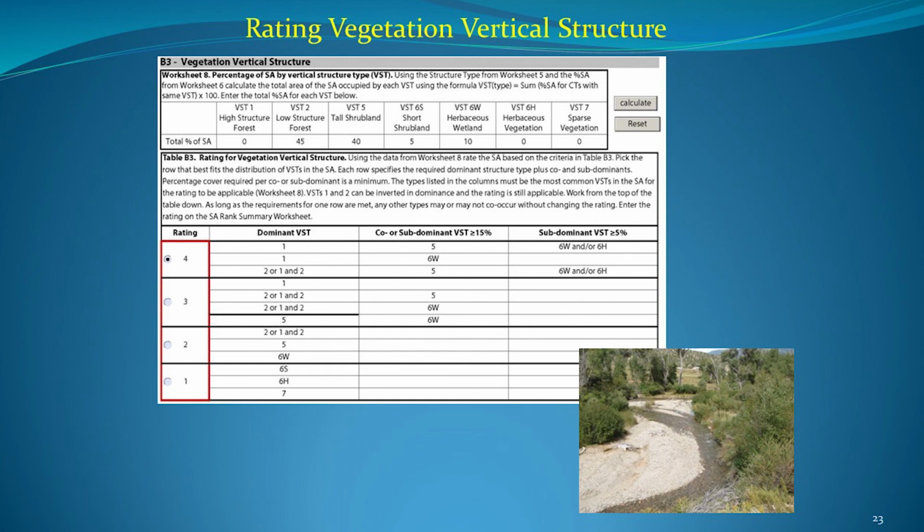The other thing is that when you only have high structure forest, because we did weight it the most heavily as the structure types, it gets a 3 by itself. So if you're in a really dense forest and that's all you have on your whole sample area, it will still get a 3 on the vertical structure type. So hopefully you're all ready to read through that table in the field and rate your site. And that is how you do the vertical structure.